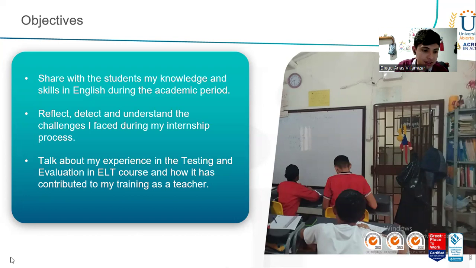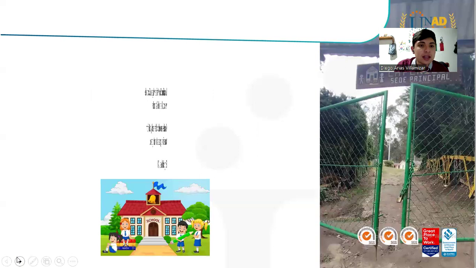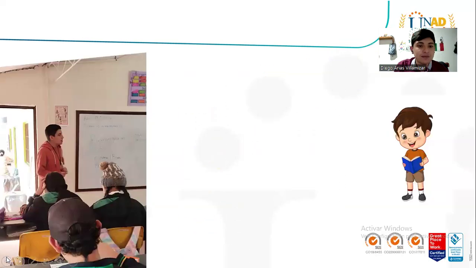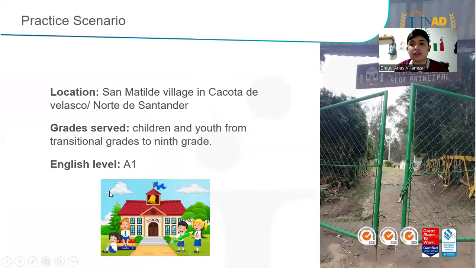In the next slide, we have the practice scenario. The practice scenario was Sede La Fenicia. This educational rural center is a rural school located in the village of San Matilde in the municipality of Cácota de Velasco, Norte de Santander. It's 20 minutes from Pamplona. It's not far. It's close to Pamplona.